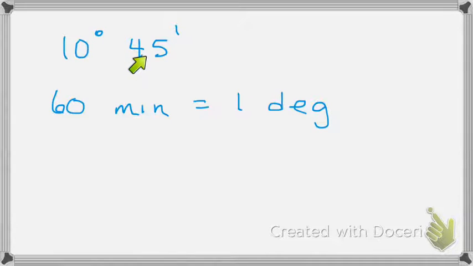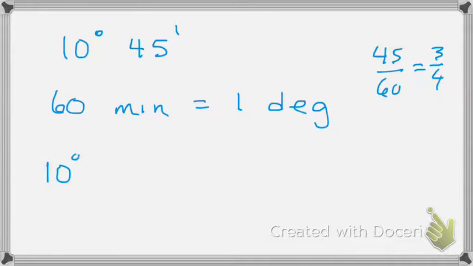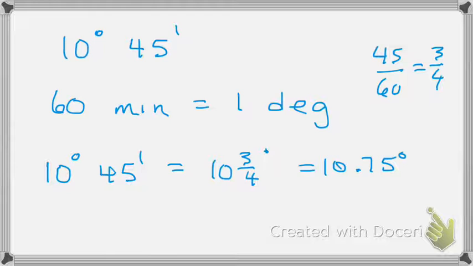This is 45 out of 60, right? What does 45 out of 60 reduce to? 45 out of 60. 15 goes into both of them. 3/4. So that's the same thing as 3/4. Right? So 10 degrees and 45 minutes is the same thing as 10 and 3/4 of a degree, or 10.75 degrees. Okay, so I'm just showing you how they work manually. We're going to do them on the calculator anyway, but just to kind of show you how they work.